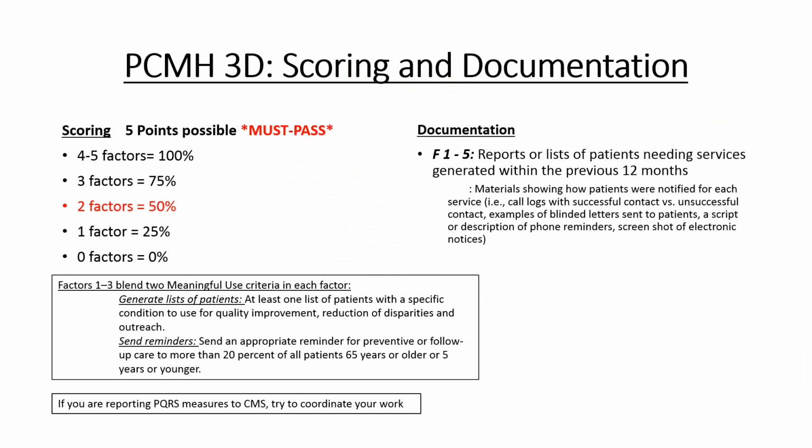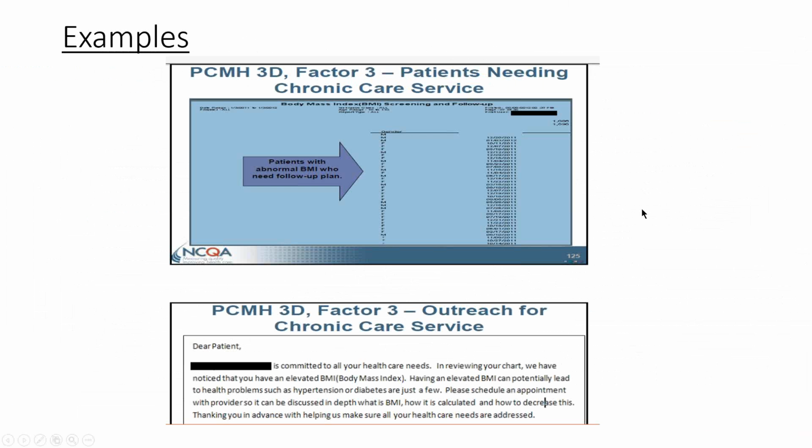And with any areas of PCMH, obviously keeping in mind if you're reporting PQRS measures, or again, anything with meaningful use, trying to coordinate that so that you could report more easily and so that you're focusing on the same conditions that would then be improved for your quality outcomes. So examples, this is just looking at a list generated of patients needing chronic care service, and on the bottom, the example of the materials for how this list of patients was contacted.